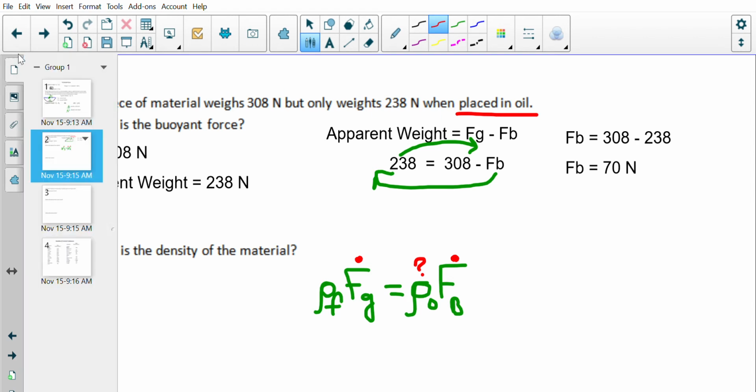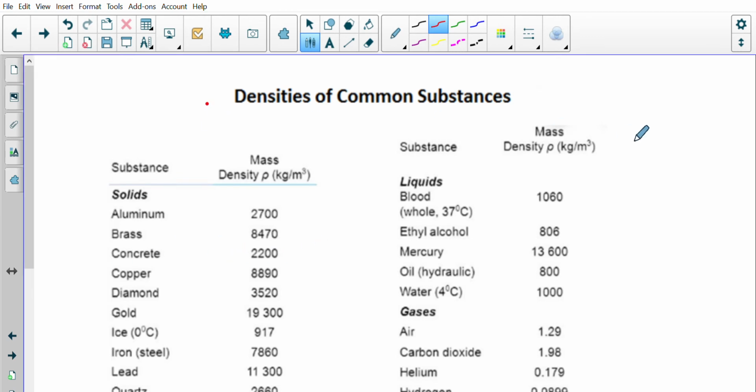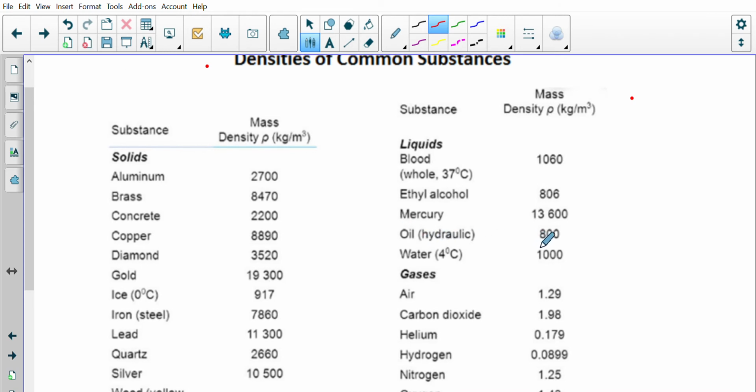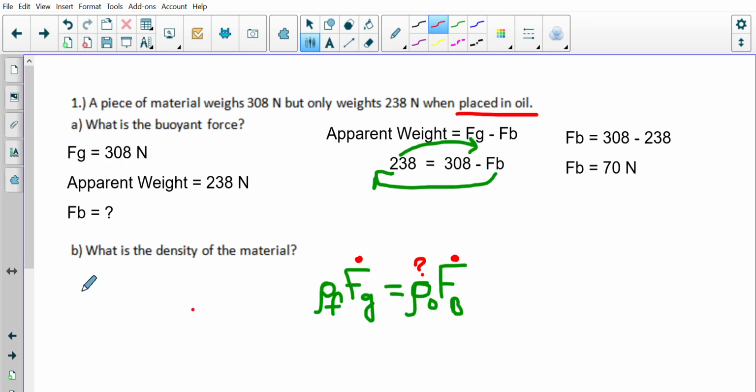So I'm going to go to that chart that's at the end of my note here. All right, so let's see here. I look up oil. We only got one oil here, I guess it's hydraulic. It has a density of 800 kilograms per cubic meter. So I'm going to take that, go back to my question here, and so the density of my fluid, again, is 800. So I got it now.